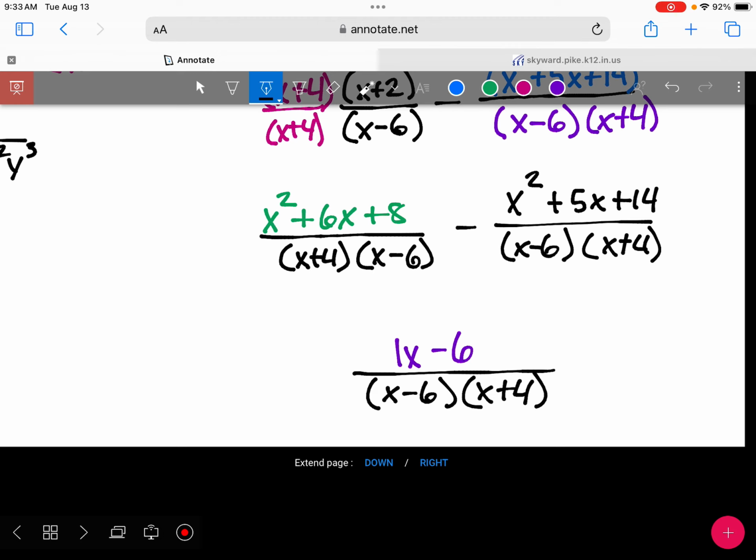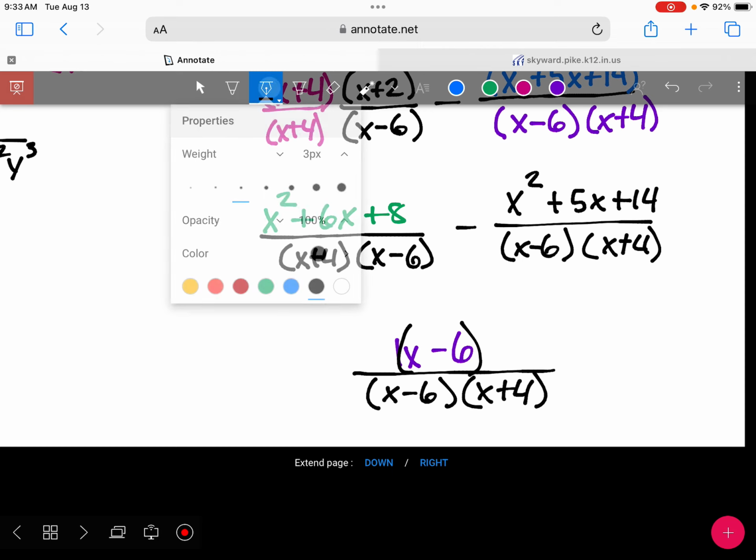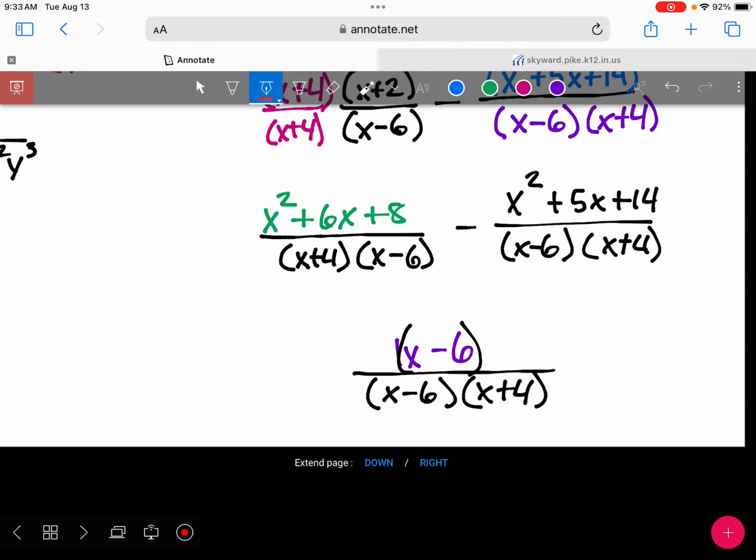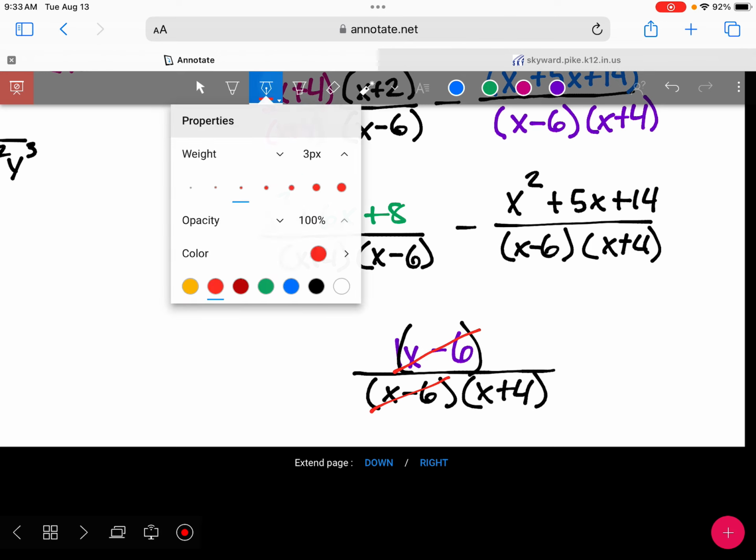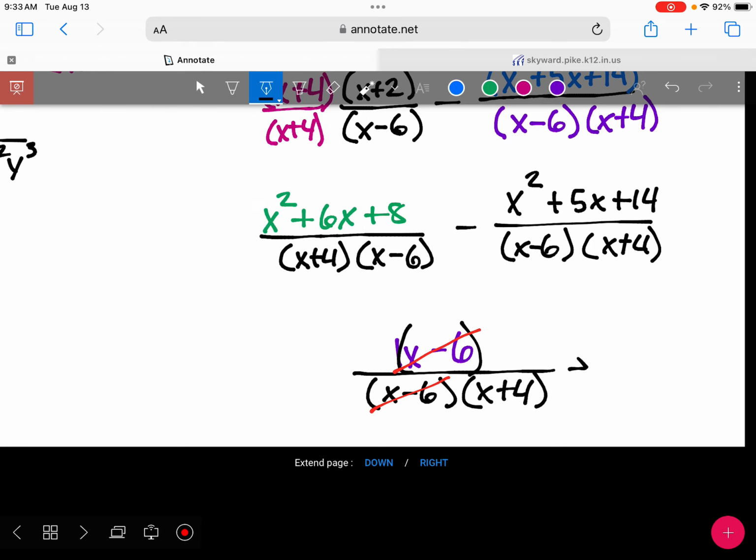Because I've still got more simplification I can do. 1x minus 6 is the same thing as x minus 6. That's why I decided to go back and have you not change it, because the x minus 6's can cancel out here. We can simplify. So even when we do get to our least common multiples, it is possible to still have simplification. It's just not super duper common. So our final answer is 1 over x plus 4.